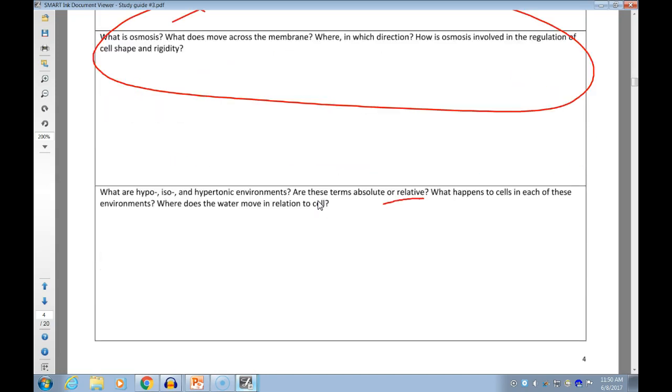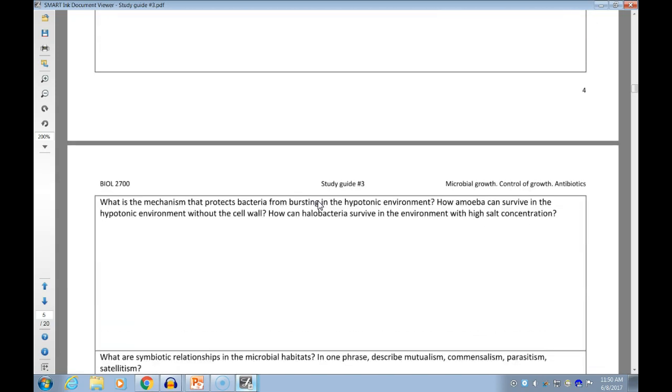Environments are a relative term: hypotonic, isotonic, hypertonic. Understand swelling, shrinking, not changing, and the direction of water movement. Why do bacteria not burst? They have a cell wall. How does an amoeba survive in a hypotonic environment? It pumps out the water using the contractile vacuole. High salt concentration: bacteria maintain high salt concentration inside the cell. Does that make sense?